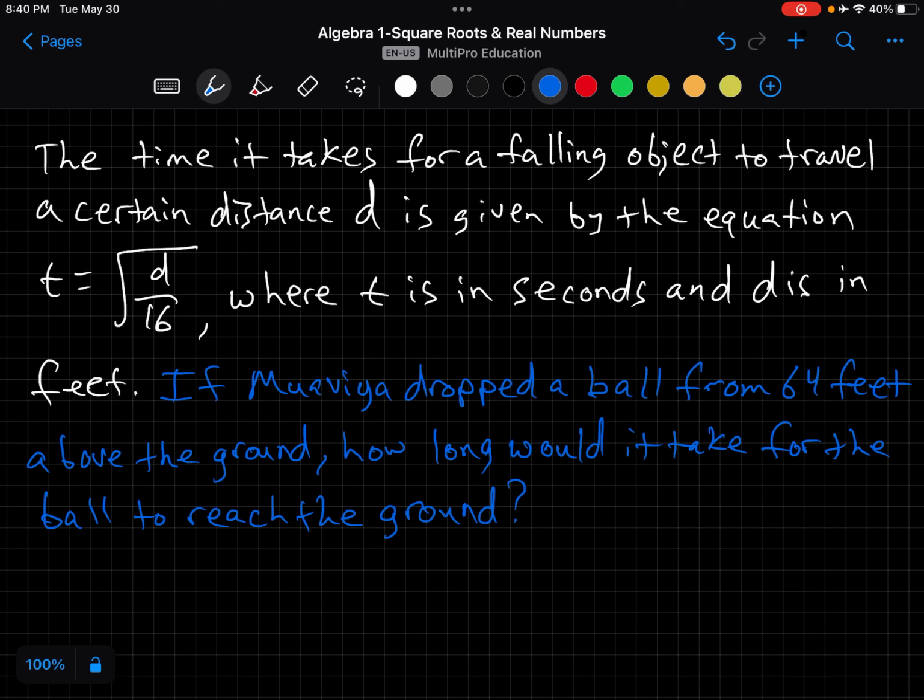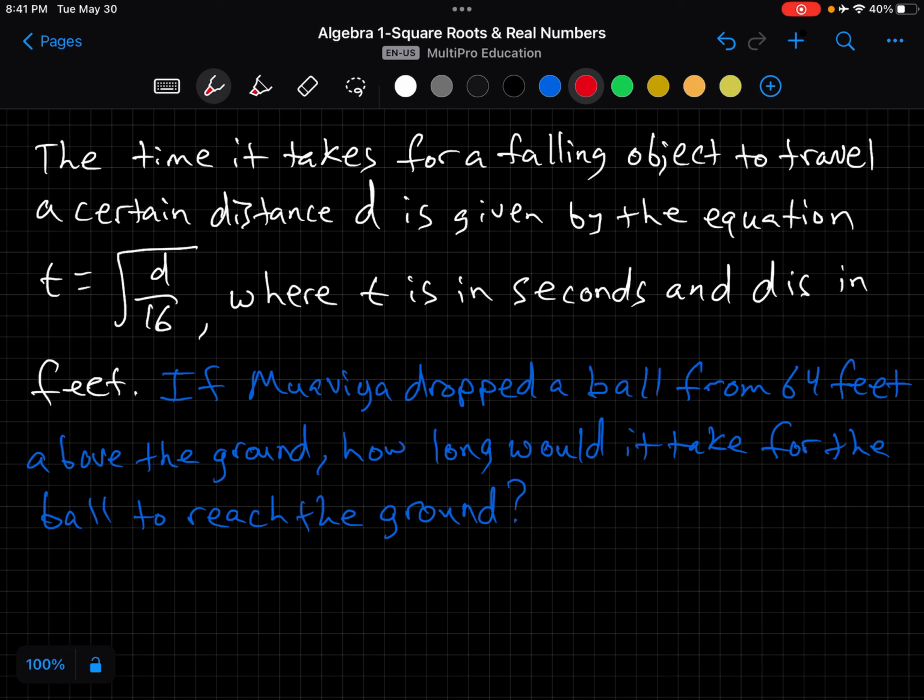So Mavia is somewhere 64 feet up in the air. Maybe he's in a high-rise building looking out a window with a ball. And there's no one below. We don't want anybody to get hurt, of course. And he's going to drop this ball and just let gravity take over. Gravity? What is that? Well, have you ever tripped and hit the ground? Why don't you float? Because there's something bringing you down. That's gravity. It'll bring you down to earth. So let's solve this problem.